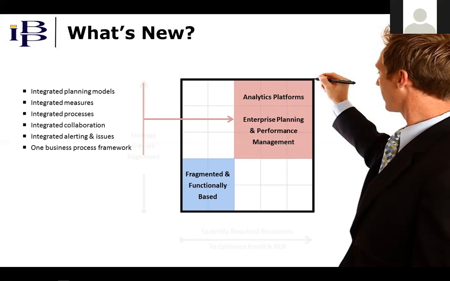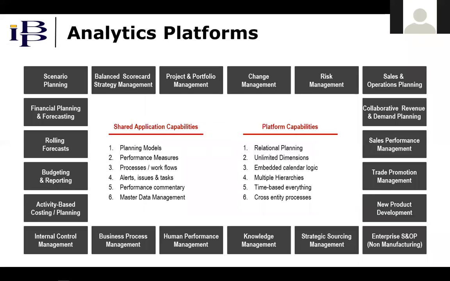So what these tools are offering are integrated planning models, integrated measures, integrated processes, integrated collaboration, integrated alerting and issues, and one business process framework, which we'll talk about in a bit. But the main thing is that these things are all shared across multiple applications. To give you a sense of what sorts of things these tools support, imagine all of these applications sharing the capabilities I just mentioned: the planning models and measures are all shared across all these different applications.